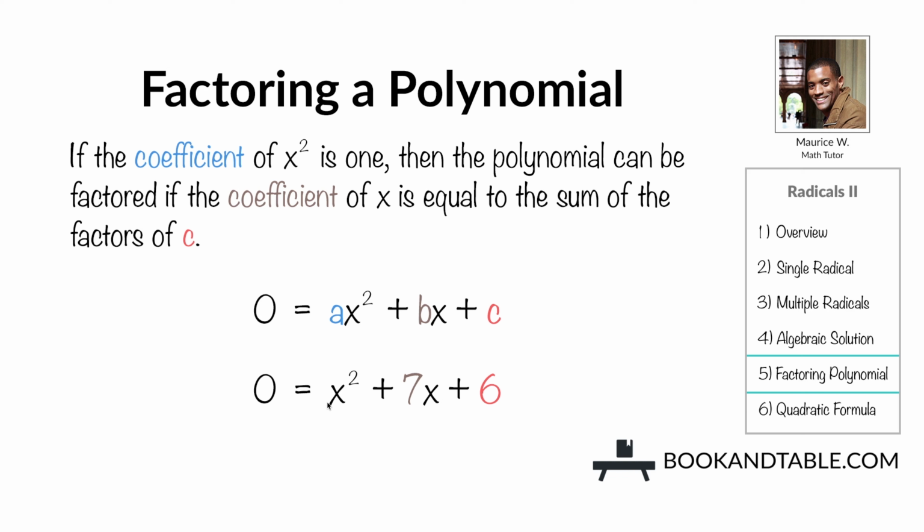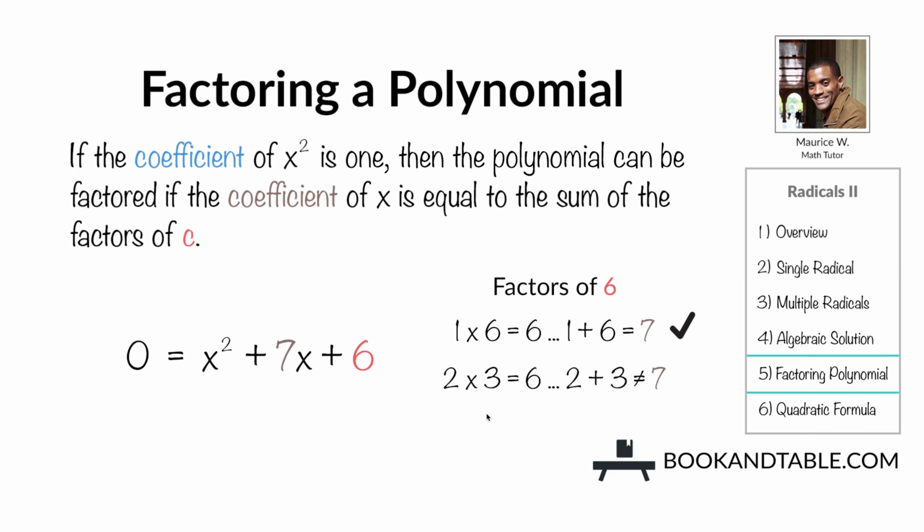And then once we see the coefficient of x squared is 1, you then want to look at the second and third term of the polynomial. And again, the polynomial can be factored if at this point the coefficient of x is equal to the sum of two of the factors of c. So when you have your resulting polynomial, you want to look at the constant and consider the factors. So what are the factors of 6?